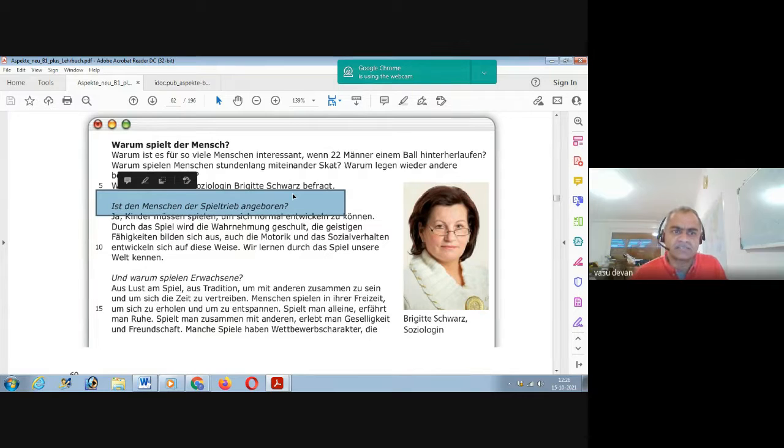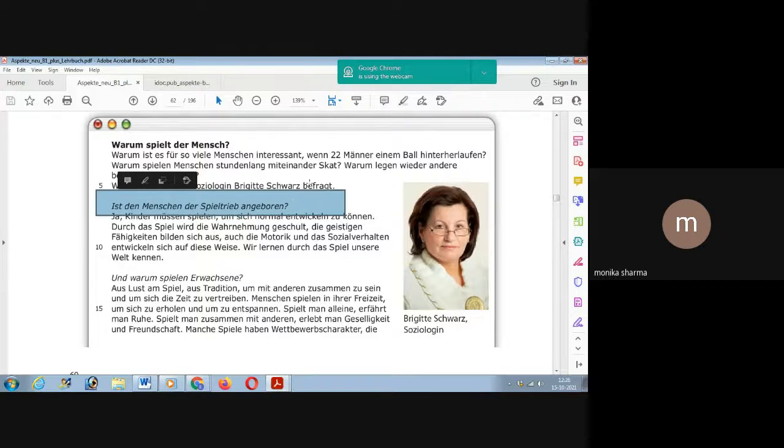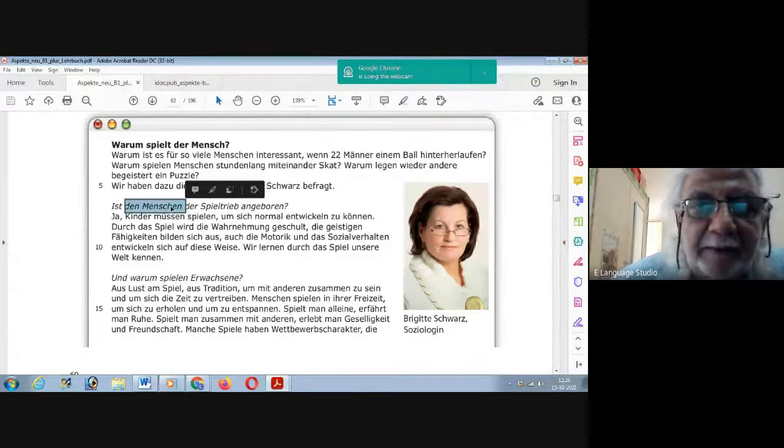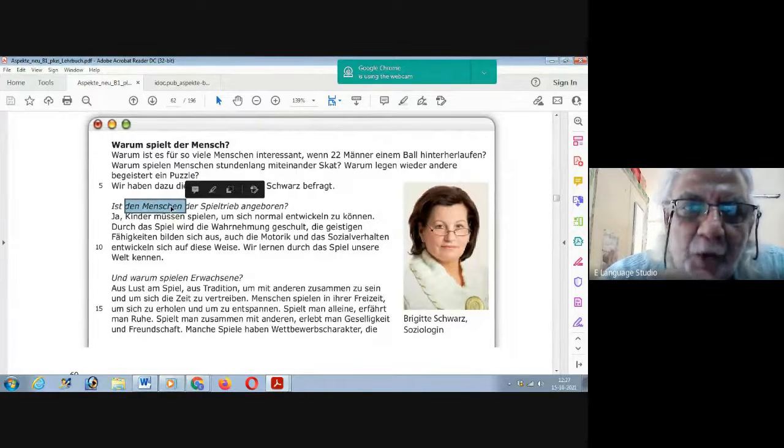But that is also right: Ist den Menschen der Spielantrieb angeboren? Kann man sagen. If I move this object to the front, I'm giving emphasis to it. That's right. Are people born with this drive to play?